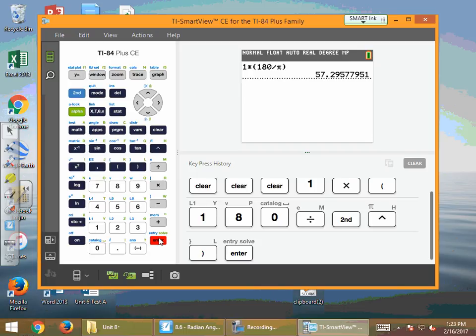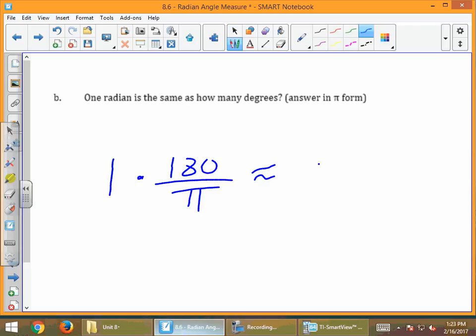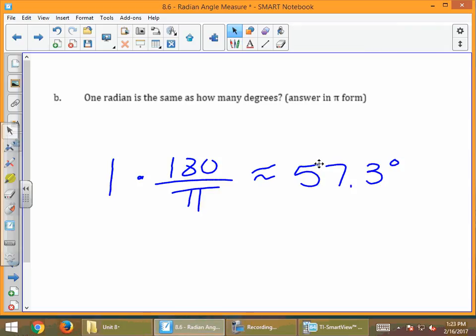Good question. What do we do from here? Use the rounding directions, as the directions will say. So 1 radian is the equivalent to 57.3 degrees. If you're not getting that, raise your hand.